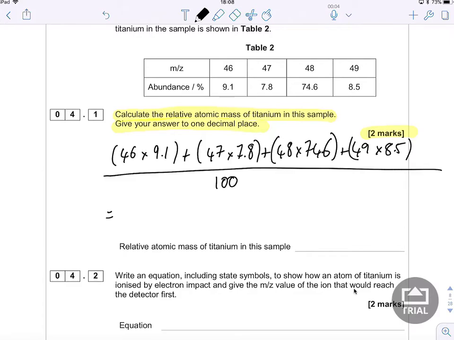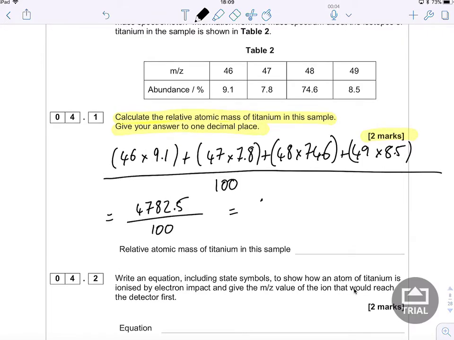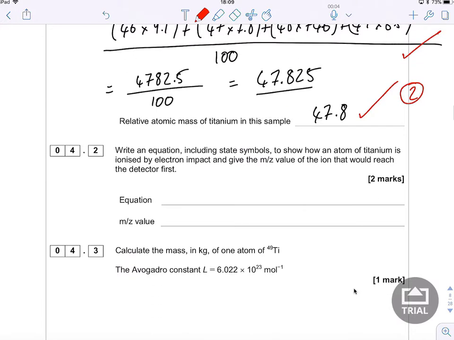So I do the sum on the top line first, and if I do that, I get 4,782.5. Divide by 100, that gets me an answer of 47.825. And it gives you a clue in the question. Sorry, it says give your answer to one decimal place. So I need to round that to one decimal place, so I get 47.8. So the mark scheme for this would say I get 1 mark for that sum, and I get 1 mark for the answer to one decimal place.